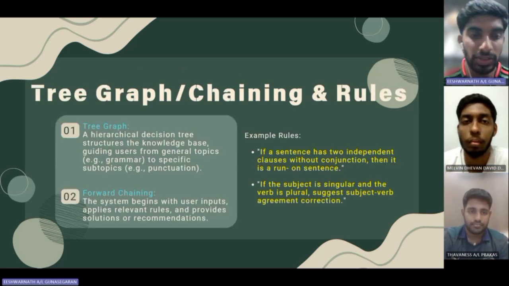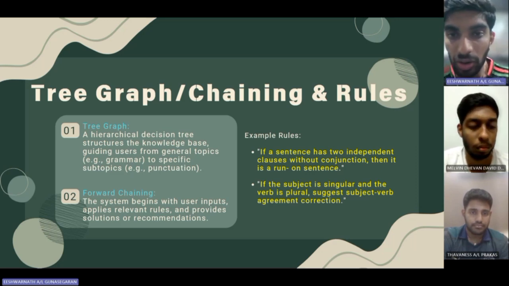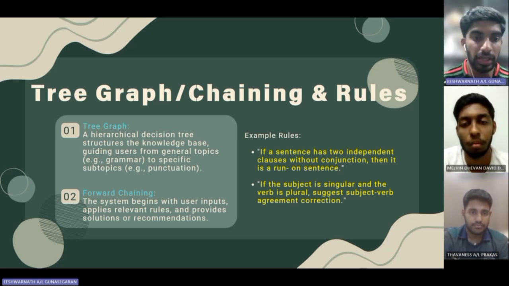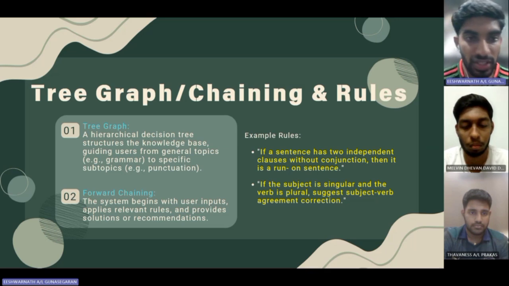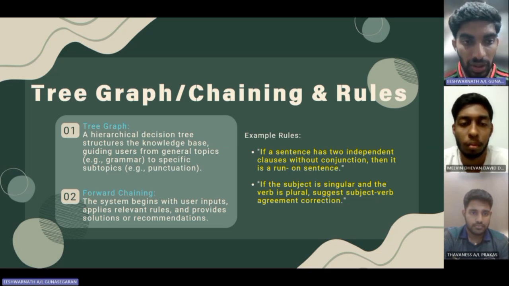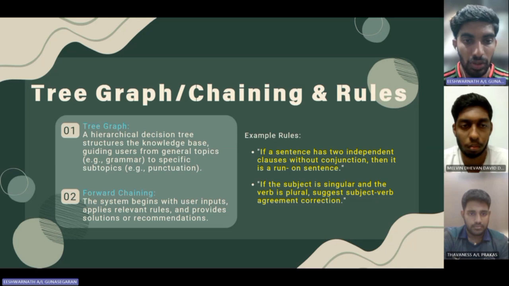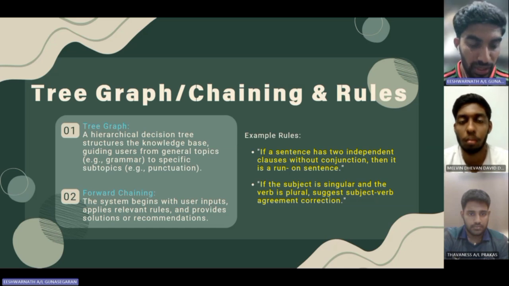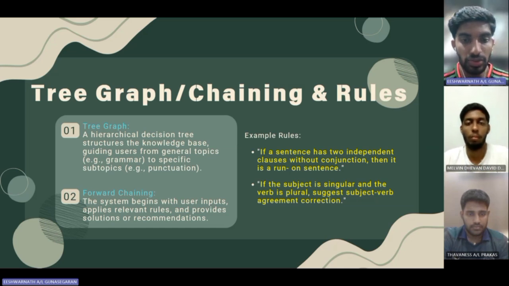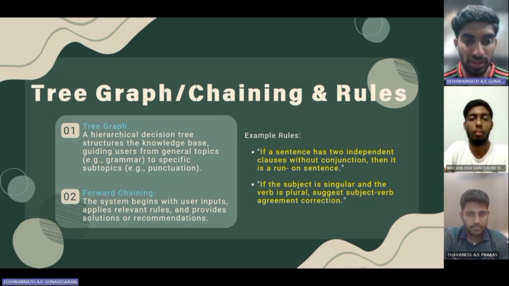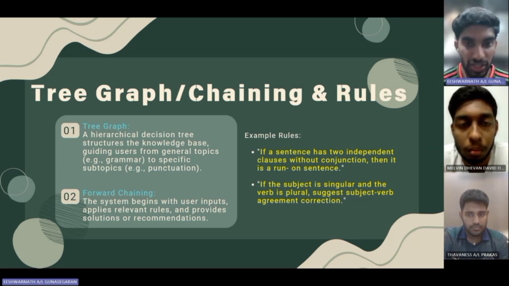Okay, so the next topic will be tree graph and chaining and rules. So there are 2 types, the first is tree graph. A hierarchical decision tree structures the knowledge base, guiding users from general topics, for example grammar, to specific subtopics, like punctuation. So the second one is forward chaining. The system begins with user inputs, applies relevant rules, and provides solutions or recommendations.